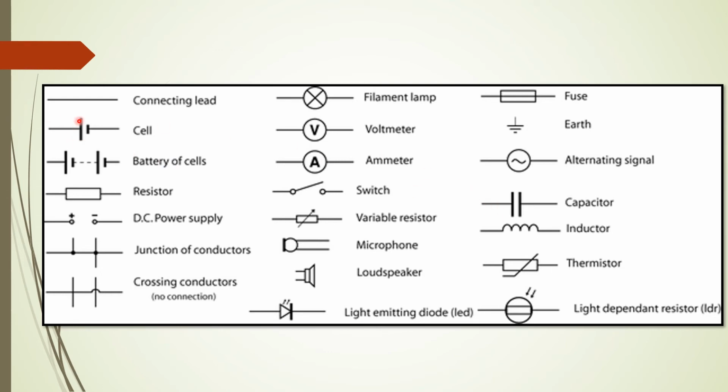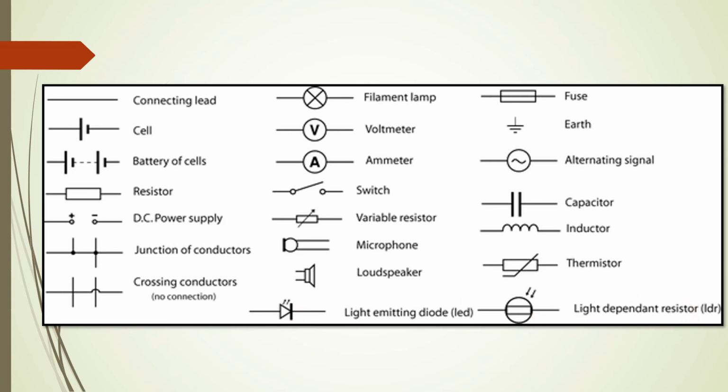In the cell, the long line is positive and this short line is negative, but in the capacitor both lines should be parallel and equal. So you should mention the difference between a cell or batteries and capacitors. And this is the inductor symbol, and this is a thermistor symbol. And this is a light dependent resistor, the LDR symbol. So in this case, LED and LDR are different. We should analyze them differently, and whenever they ask for an LED, we should draw it like a diode. For the LDR, we should draw a resistor.